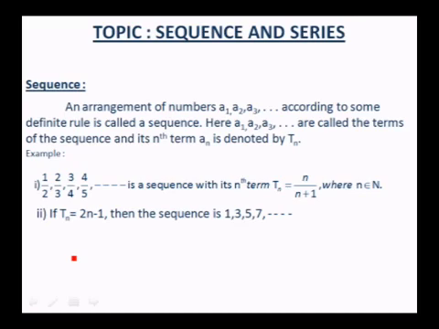An example is 1/2, 2/3, 3/4, 4/5, etc. It is a sequence with its nth term Tn equal to n over n plus 1, where n belongs to capital N, the set of natural numbers. If you take Tn as 2n minus 1, then we can write the members of the sequence. When n is 1, you get 1; when n is 2, you get 3; when n is 3, you get 5. So the sequence is 1, 3, 5, 7, etc.